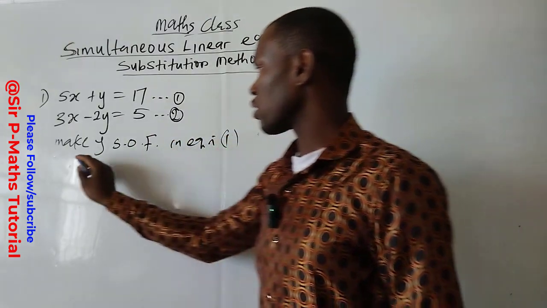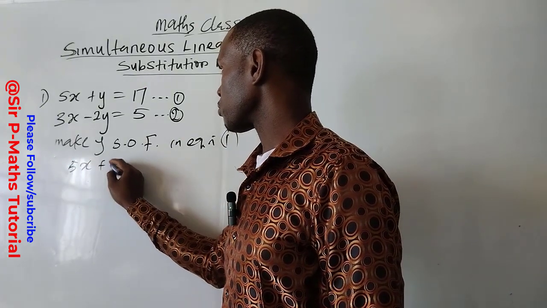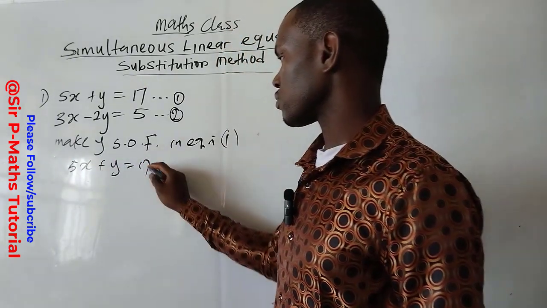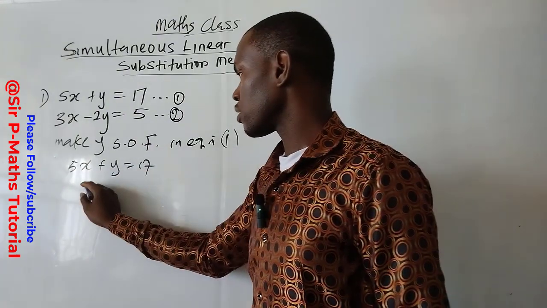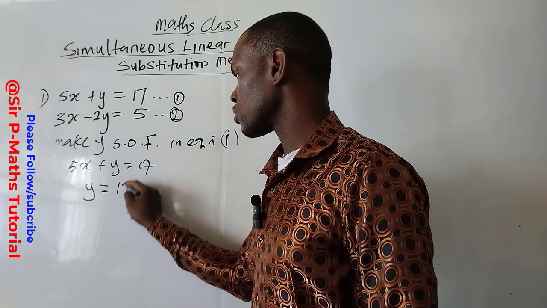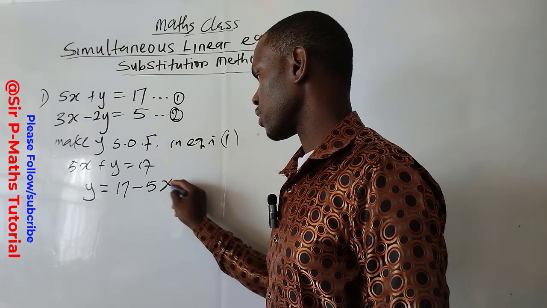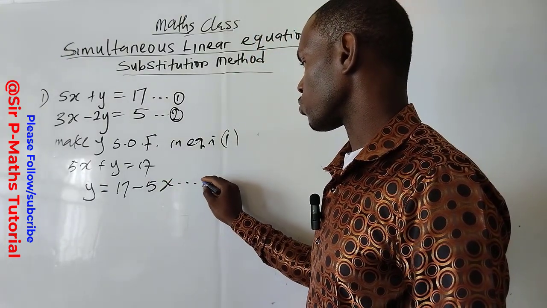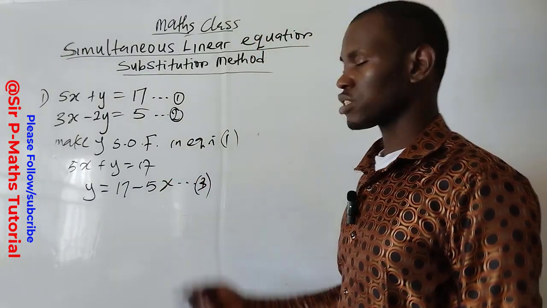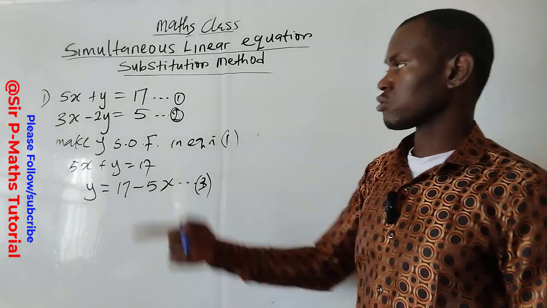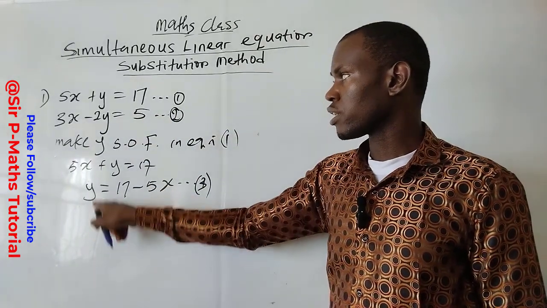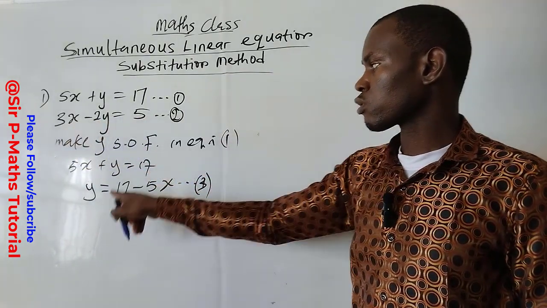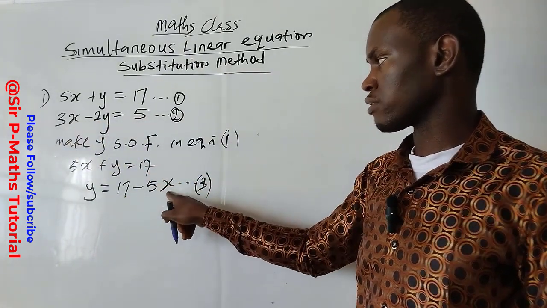subject of formula in equation 1. So in equation 1, I'll have 5x plus y equal to 17. To make y the subject of formula, 5x we cross over. I'll have y equal to 17 minus 5x. Call this equation 3. Then go back to equation 2 and substitute 17 minus 5x for y. Anywhere you see y in equation 2, put 17 minus 5x there.